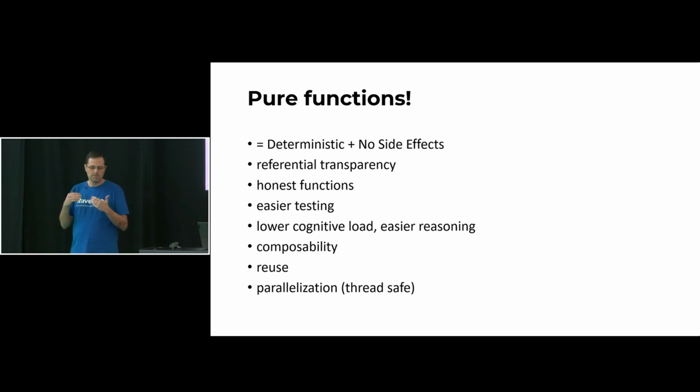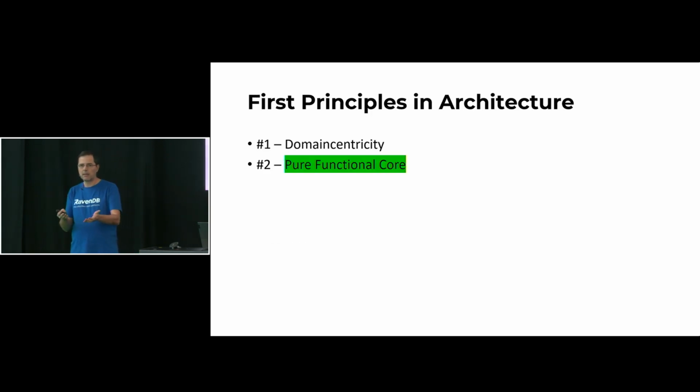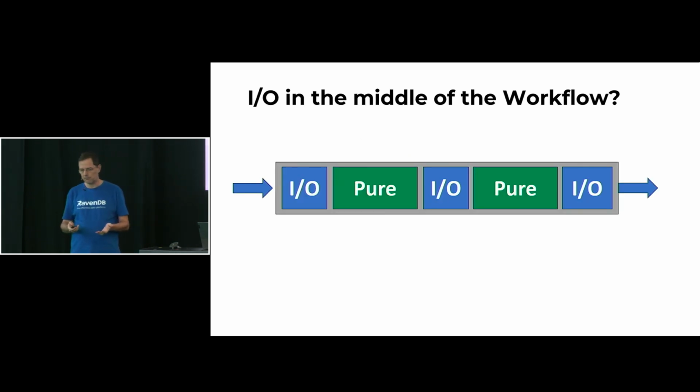And these functions can be easier to compose than the standard way of doing things. And also, this reuse we are all preaching about is now easier. And of course, the big topic for the future and the present, parallelization, is easier with these functions because they are thread safe. So I'm extracting here the pure functional core as the second first principle.